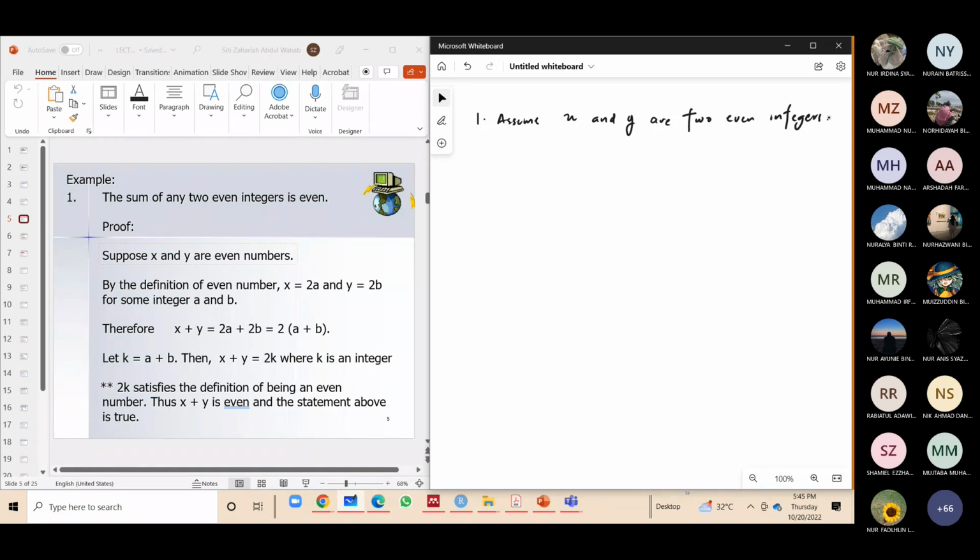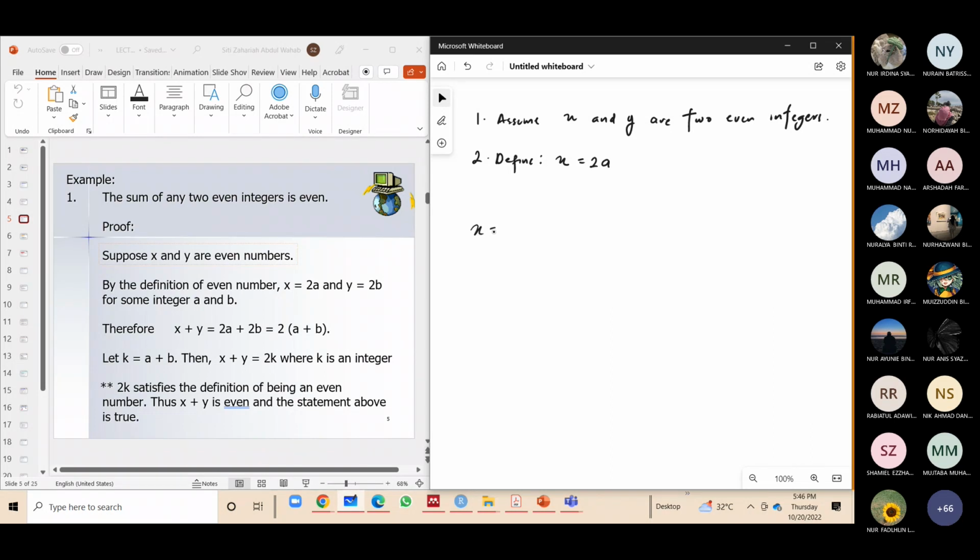Assume x and y are two even integers, and then step 2, you have to define. When you make an assumption, you have to define, because your computer doesn't know what an even integer is. Define x and y. How to define an even integer? x equals 2a. So this is how we define an even integer. Why 2a? Any integer substituted into a gives an even number.